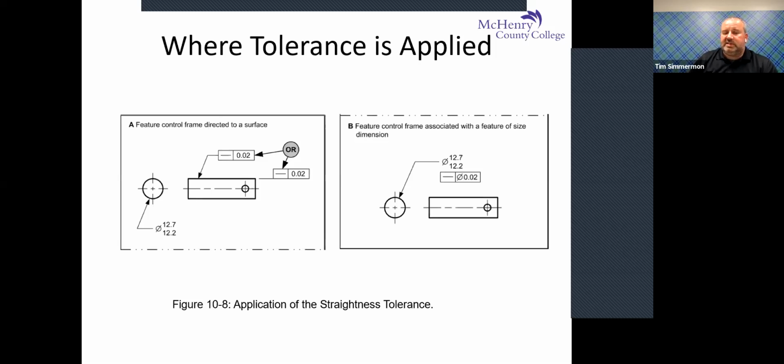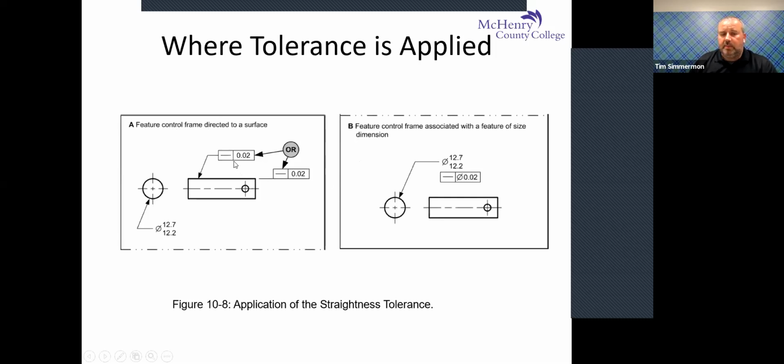So we're starting to see the similarities of how tolerances are applied. Here we're looking at 2 different ways we can apply a straightness tolerance. The one on the left side is how you can apply straightness directly to a surface, and on the other side is how you can apply it to a feature of size. And we'll talk about the differences of these too.